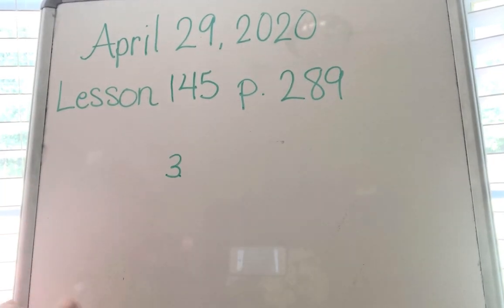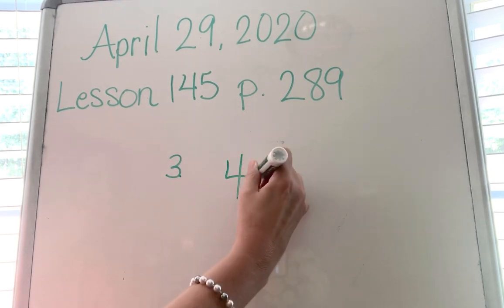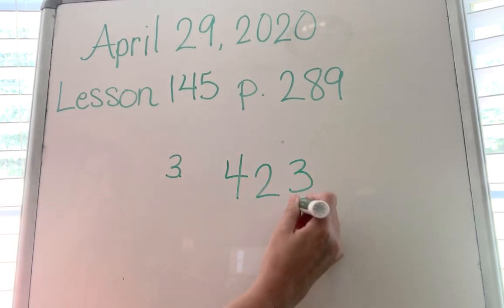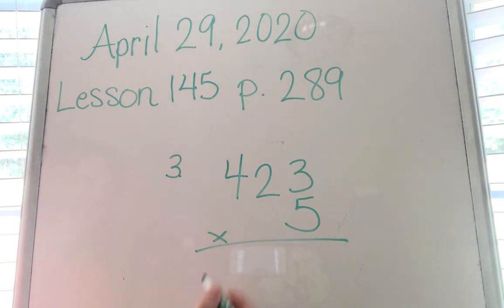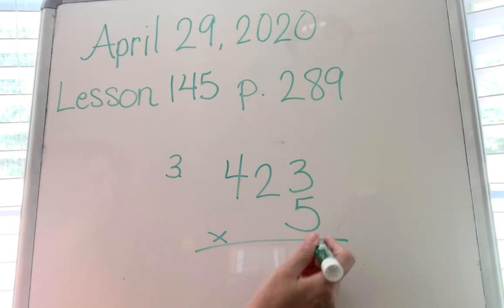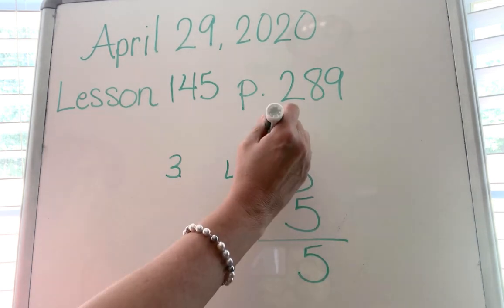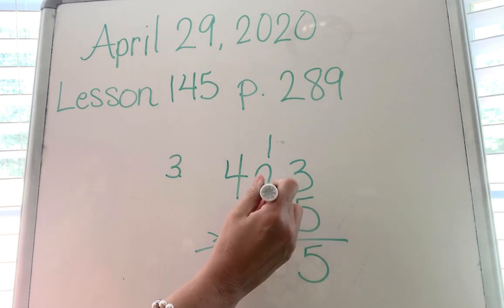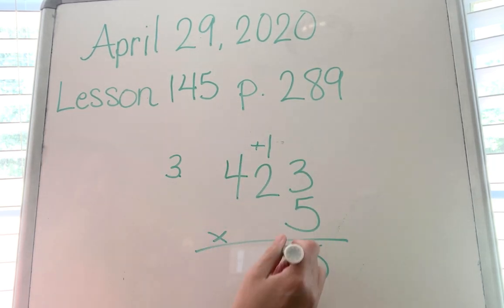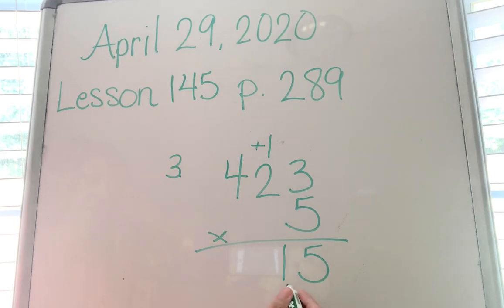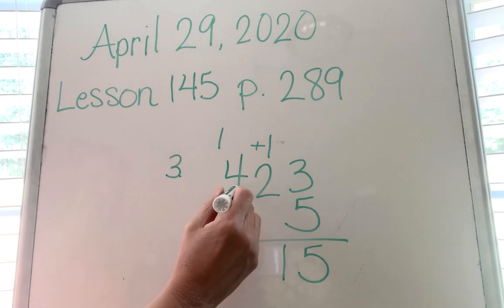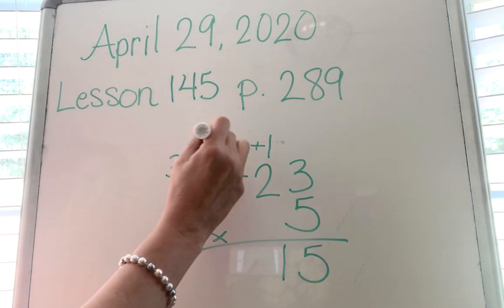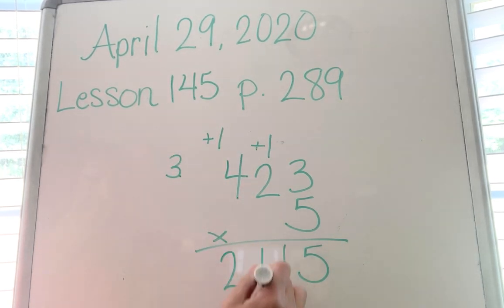Number 3 is 423 times 5. Okay, again, starting in the ones place, 5 times 3 is 15. Put the 5 there, carry the 1 to the tens place, okay? 5 times 2 is 10, plus 1 is 11, okay? Put the 1 there, we'll carry the other 1 up here to the hundreds place. 5 times 4 equals 20, plus 1 equals 21.